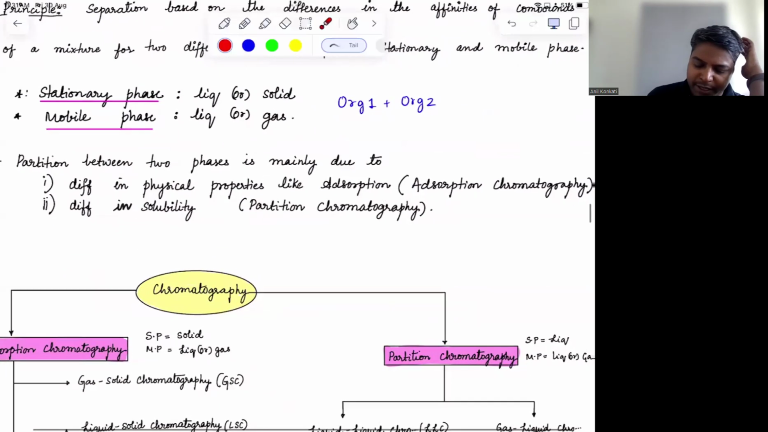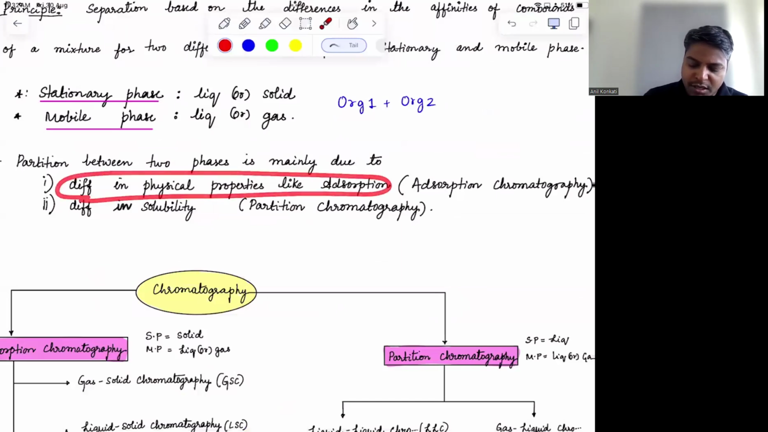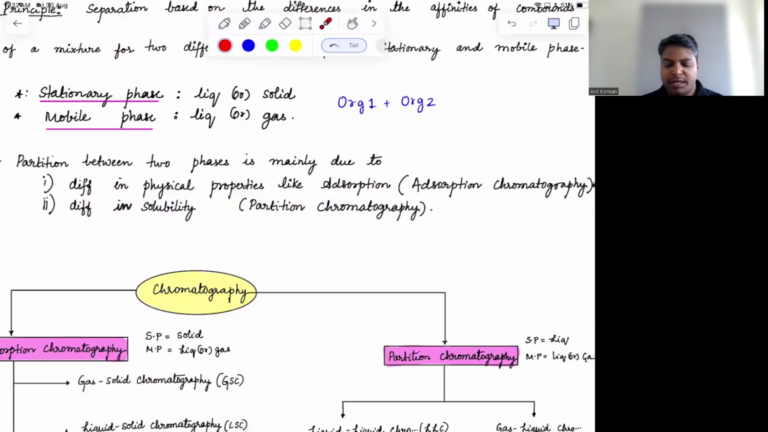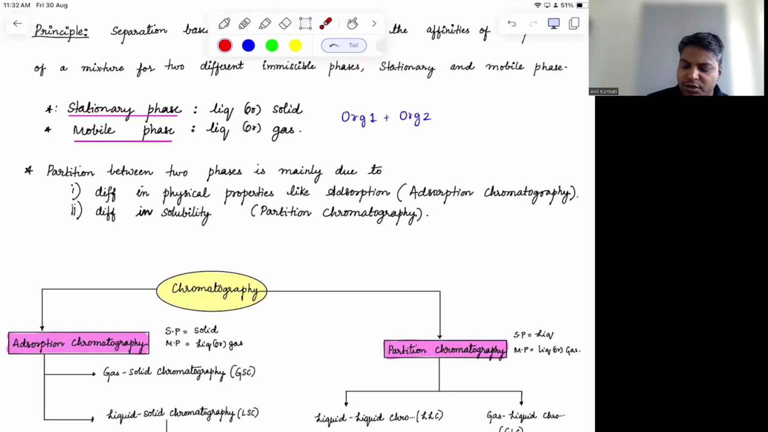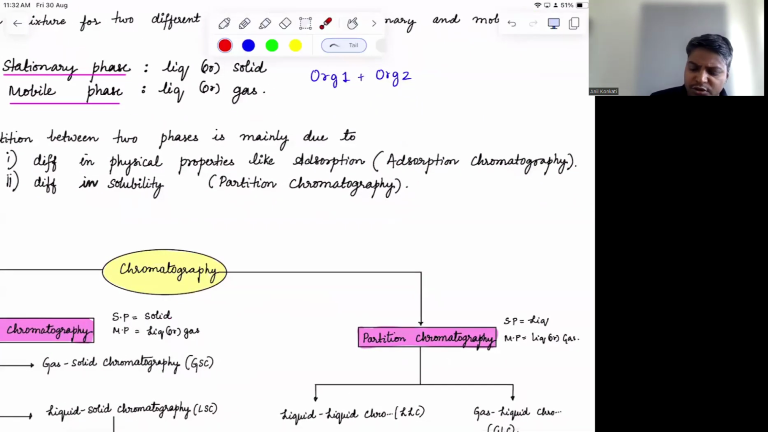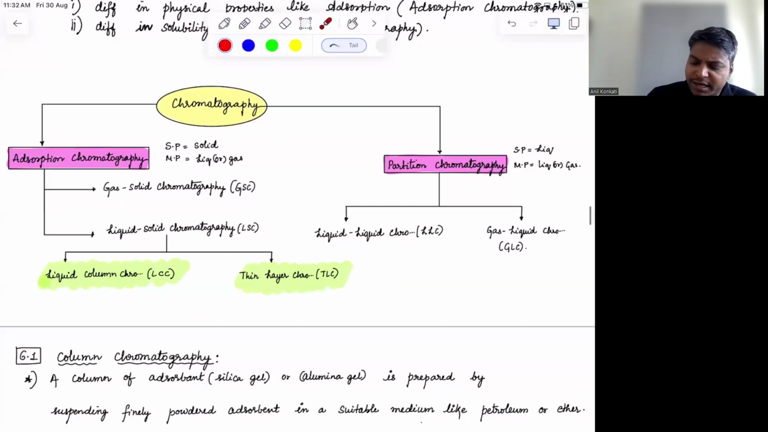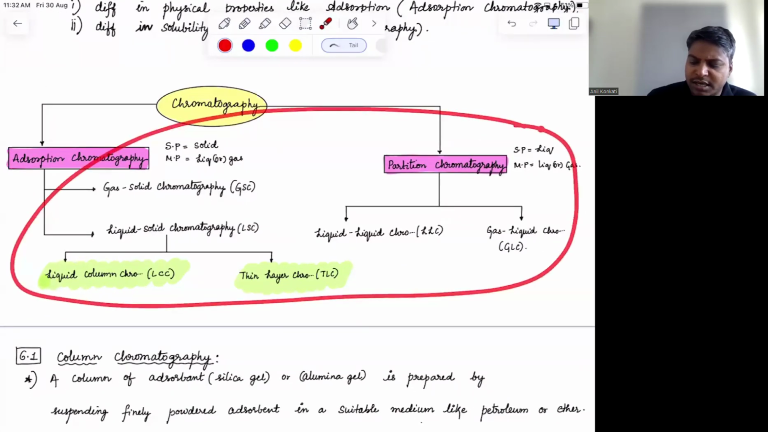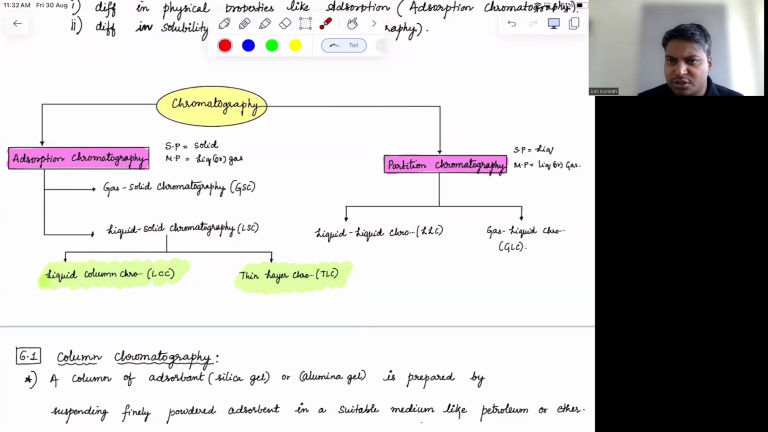Check this. Partition between the two phases is mainly due to difference in physical properties like adsorption or difference in solubility. If the difference is due to adsorption, then we use adsorption chromatography. If the difference in the phases is due to solubility, then we'll use partition chromatography. So we will convert this into two types of chromatographies. One is adsorption chromatography, the other one is partition chromatography. Notice this area, as straight questions are asked earlier, like which phase belongs to what, and which type of chromatography belongs to what type of category.